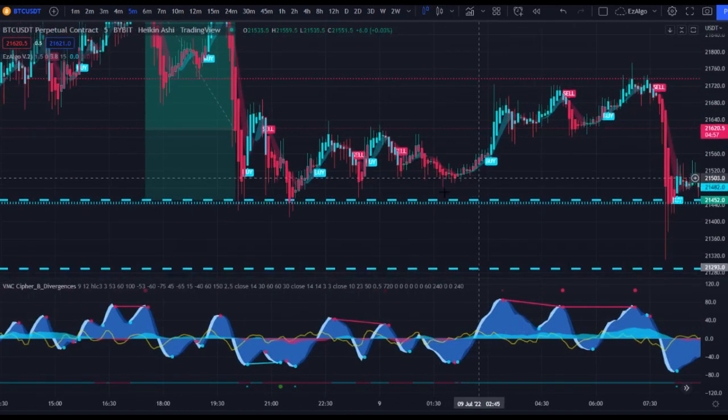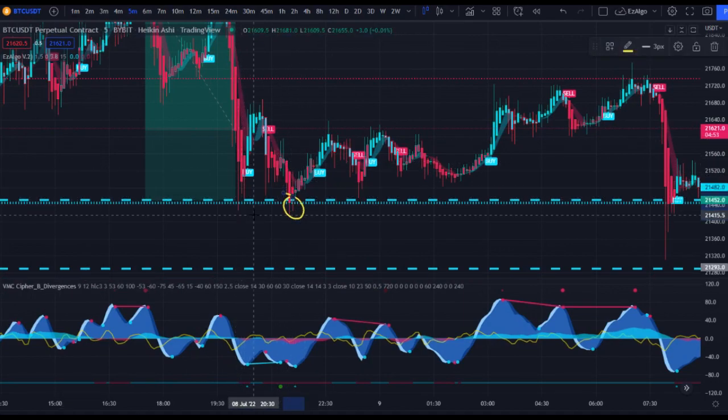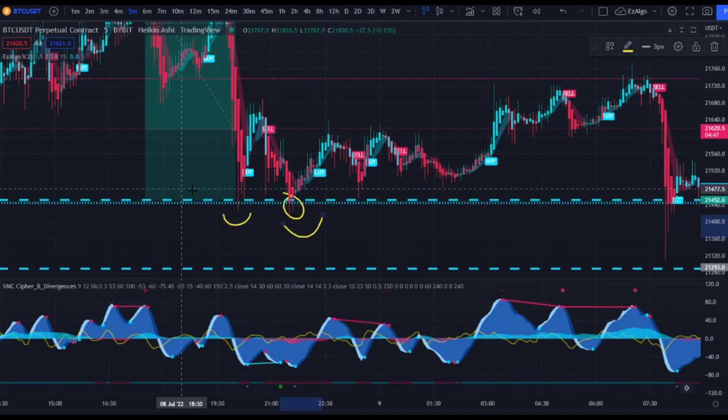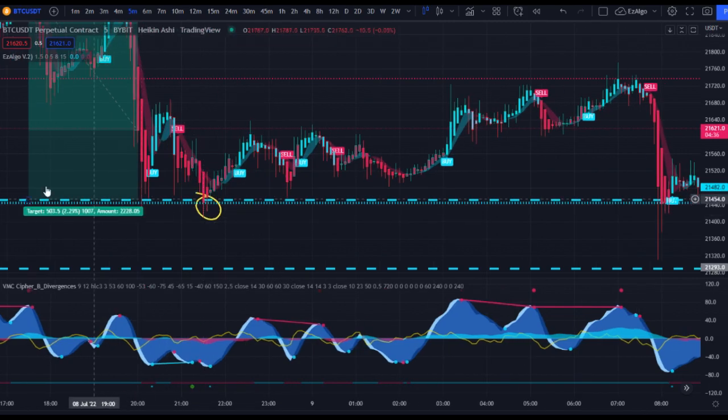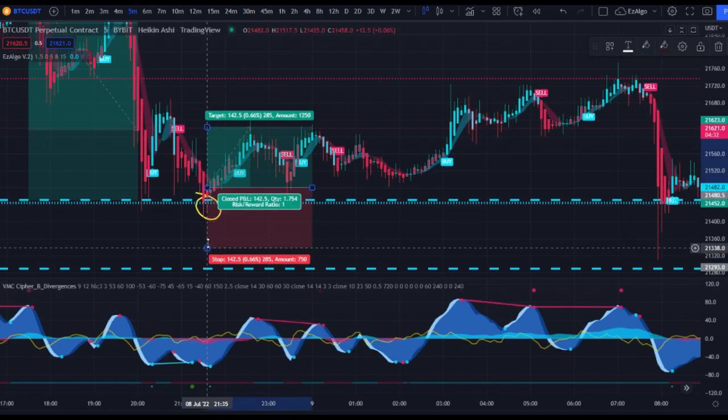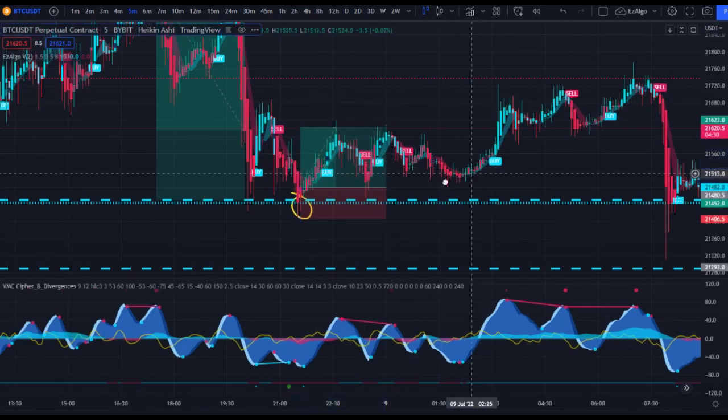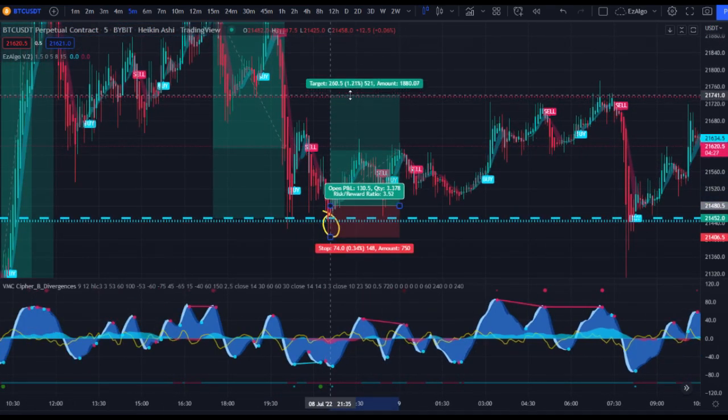Okay, here is another perfect entry. Rejected off this area once, got this double bottom formation with a divergence right here. So that tells me, okay, if we come back down again, I'm going to be looking to take a long. Came back down to this level, and if you missed this entry, you would have entered maybe right around here. Stop loss right here, targeting the next resistance level, which is right here.